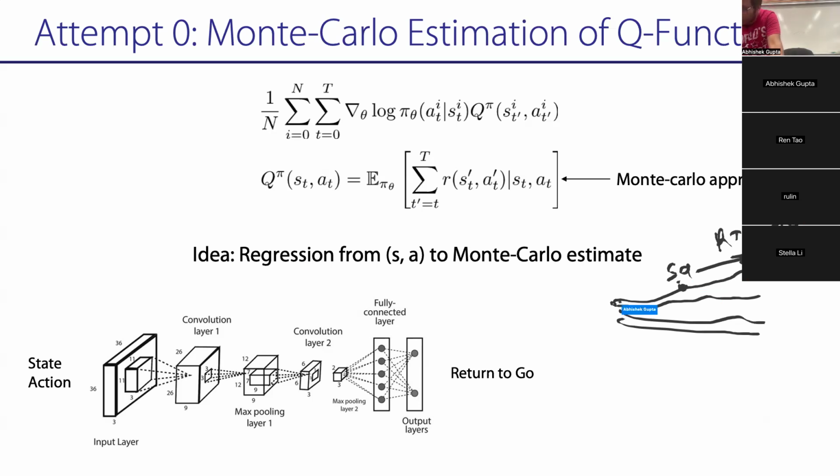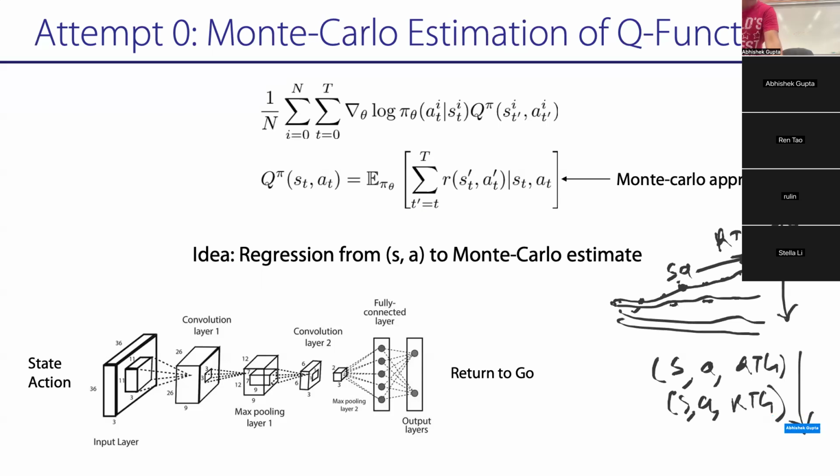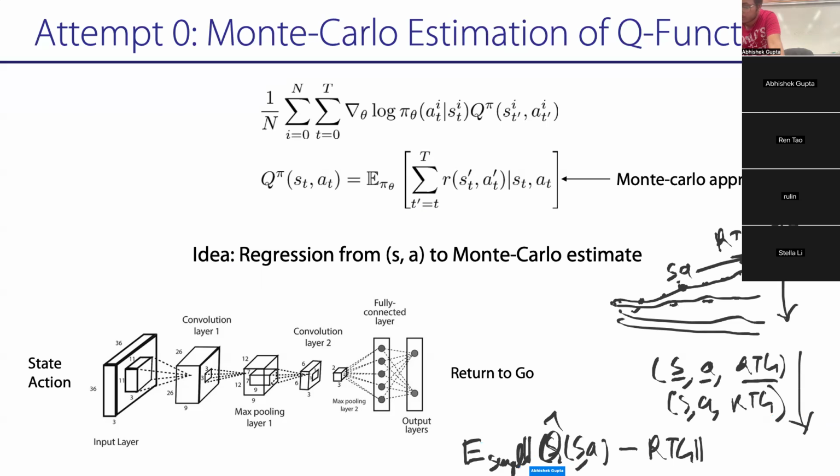You do this for all the states and actions within a trajectory, and across different trajectories, and you come up with a big data set of S, A, return to go. Then you just do supervised learning. You have a big data set of current states, current actions, and the return to go from your samples, and you try to learn a model Q hat of S, A that regresses into the return to go, taking an expectation over all your samples, and you try to minimize this distance over Q hat.